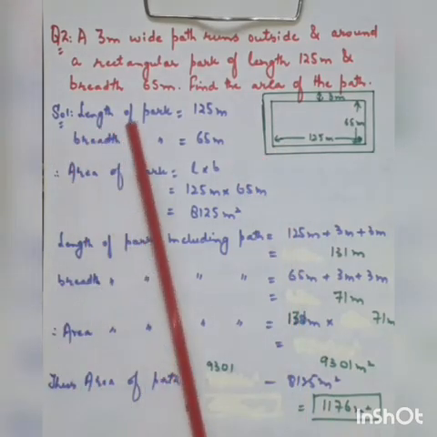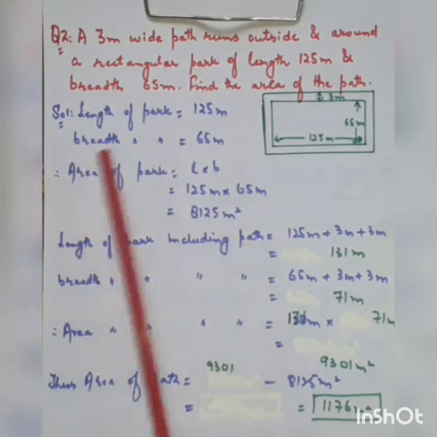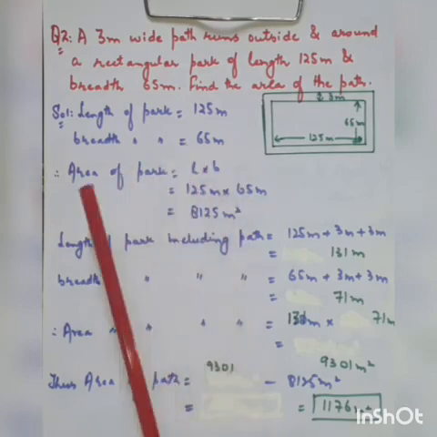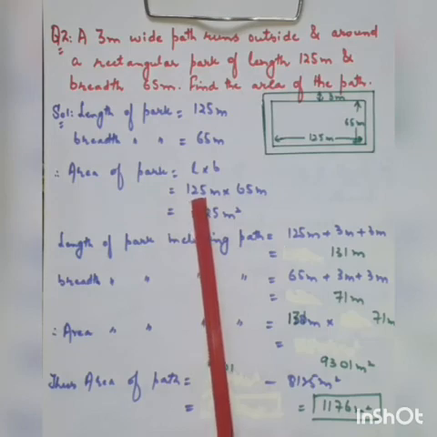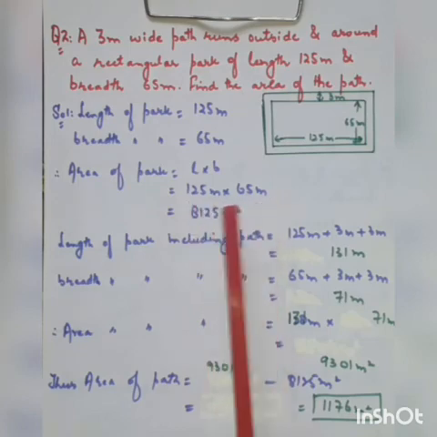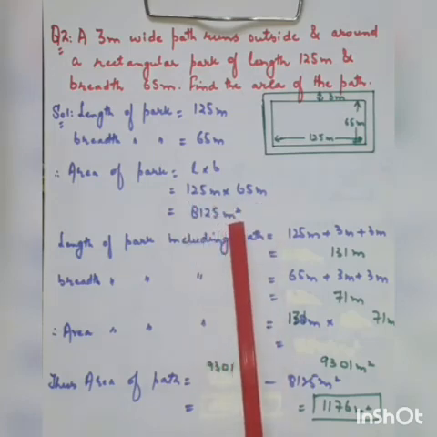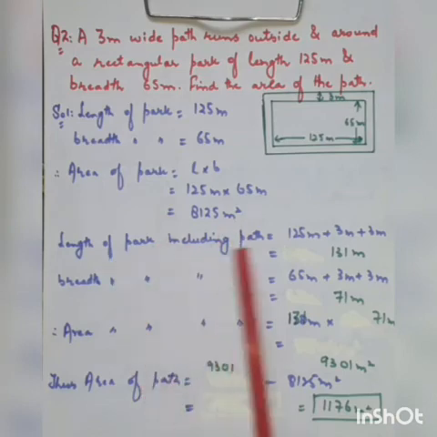Now, length of park is 125 meters, breadth of park is 65 meters. And we know that area of rectangle is length into breadth. It means area of park is length into breadth, that is 125 meters into 65 meters, and that is 8125 meter square. Now, length of park including path.